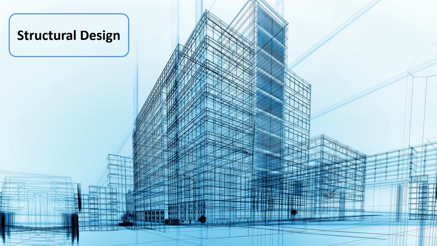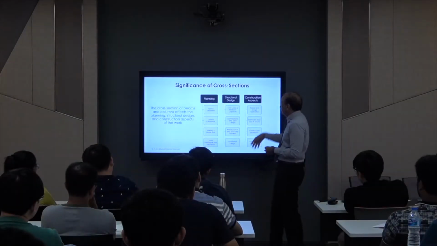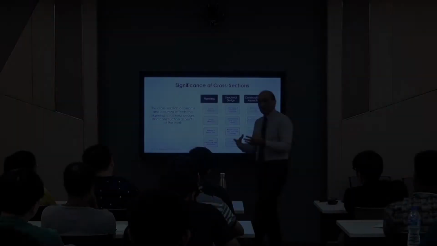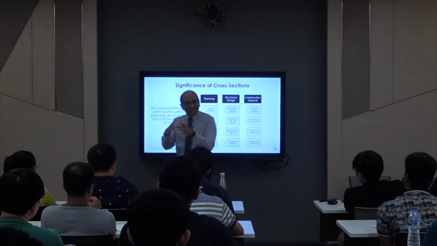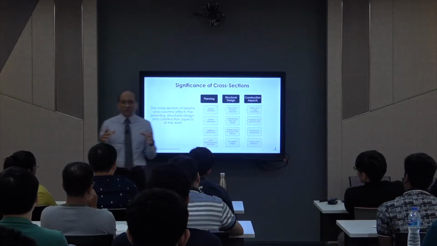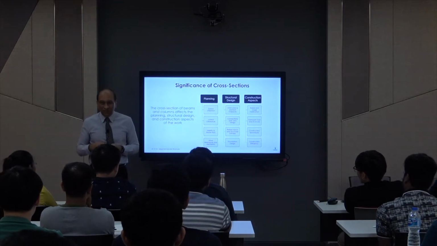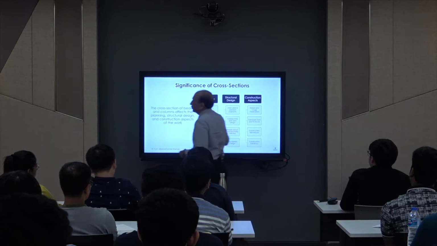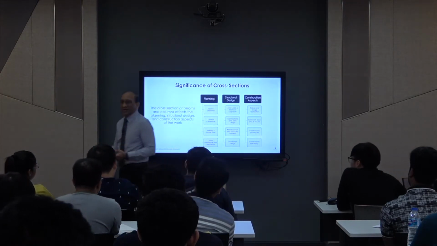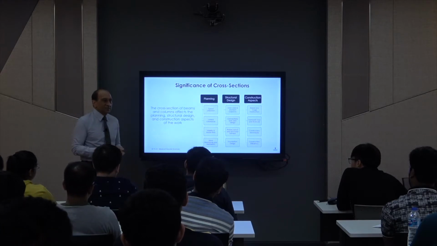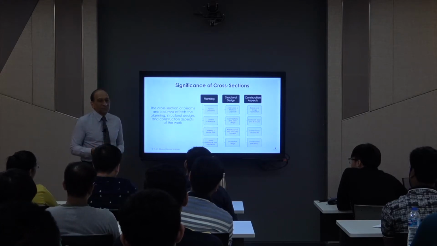Structural design, it affects the loading, connection design, rebar layout, foundation design. Construction is easier or complicated depending upon what you design. If you design the cross-section to be square, easy to construct. If you design the cross-section to be some funny shape, difficult to construct. Choosing the right cross-section, optimizing the design, using the least materials, using minimum resources is all about cross-section design.